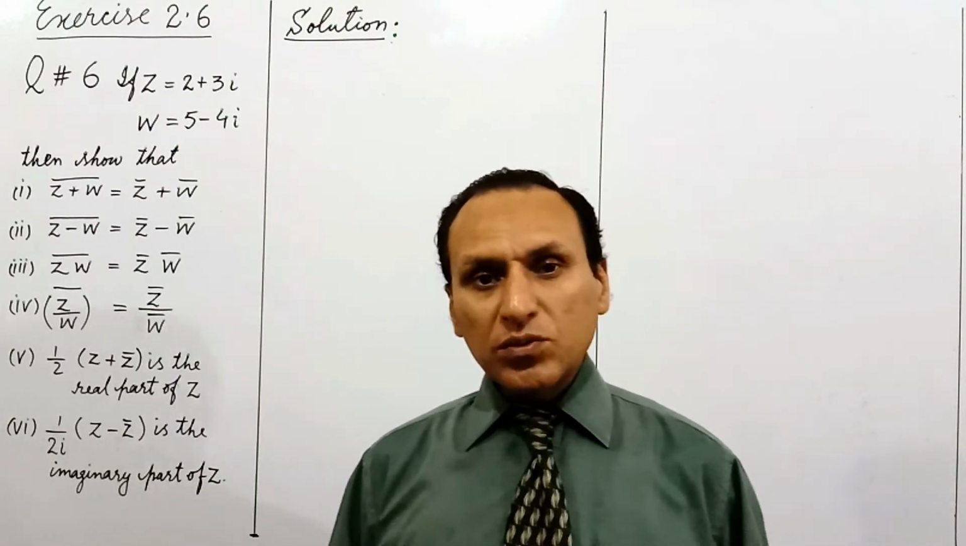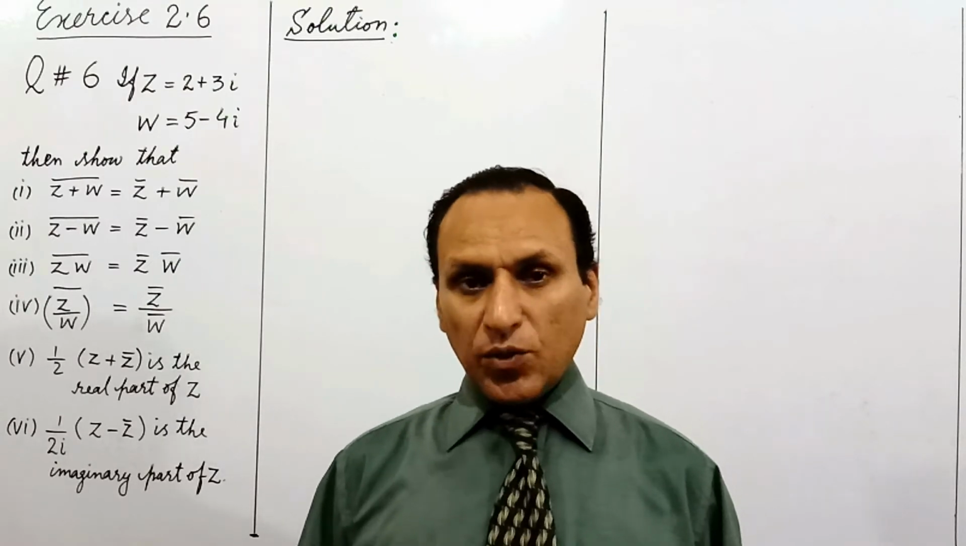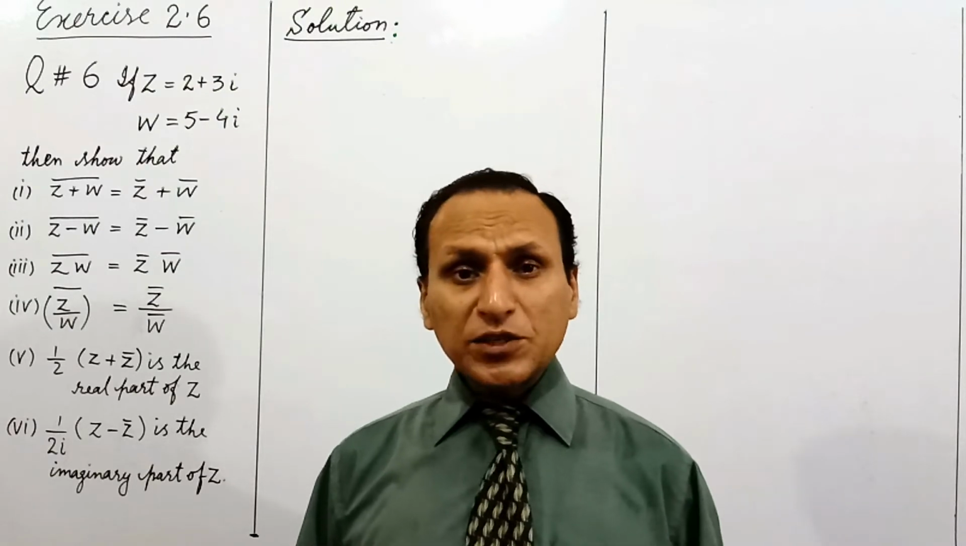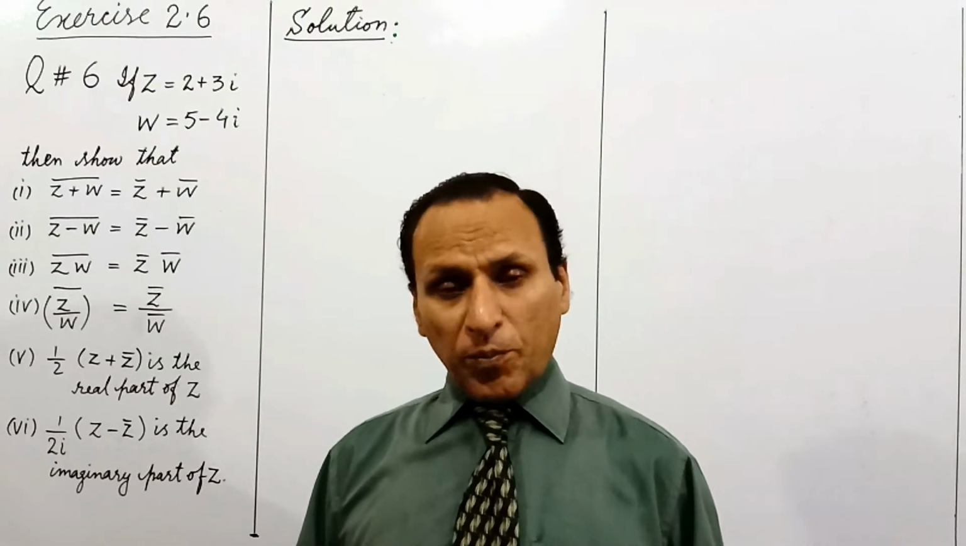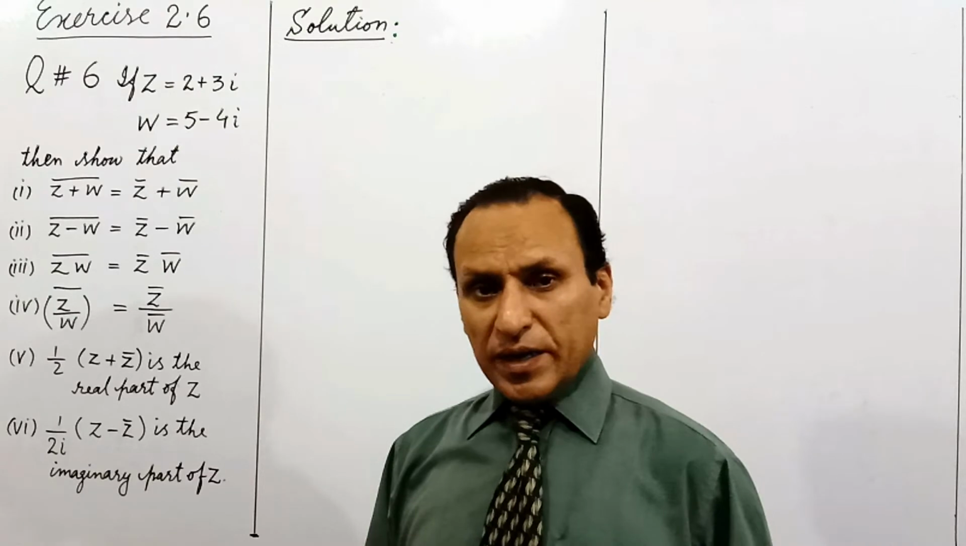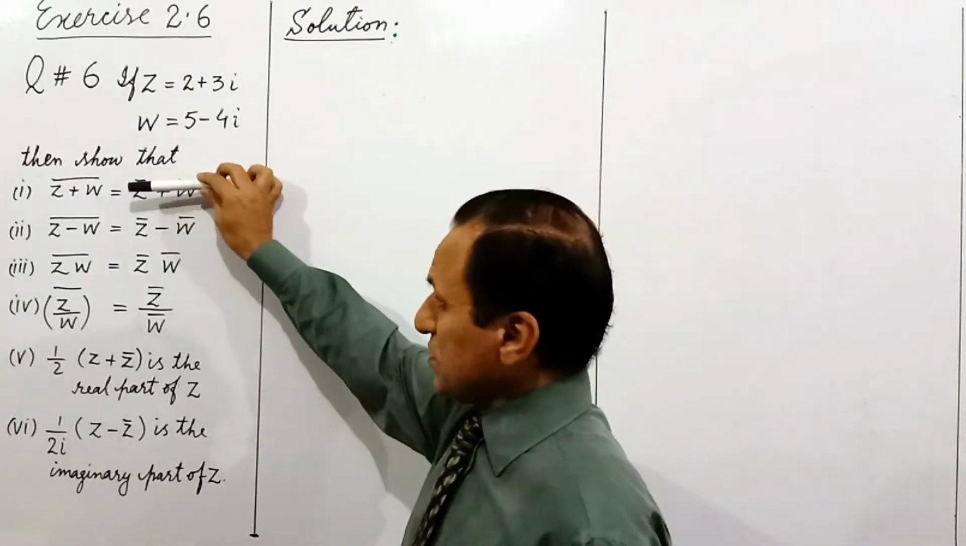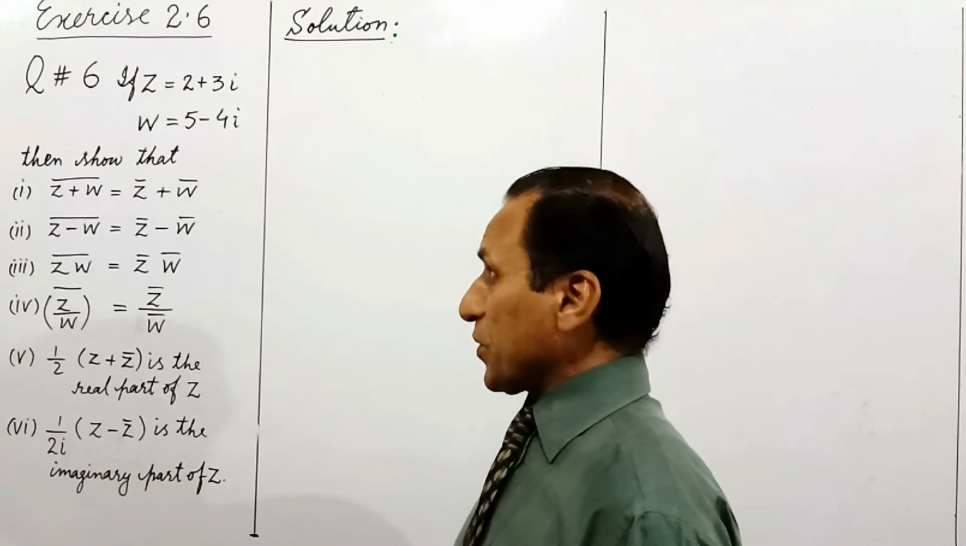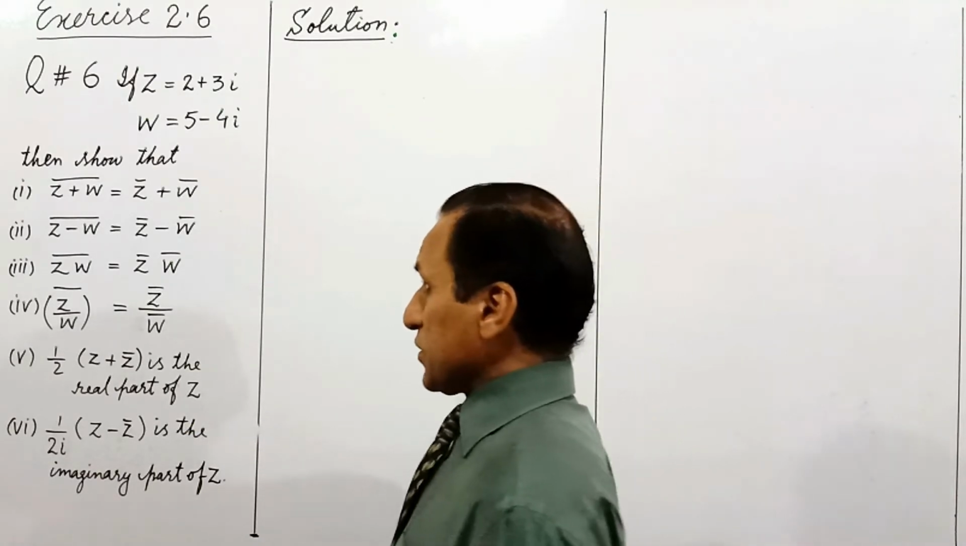We continue exercise 2.6 with question number 6, in which we learn about the three properties related to complex numbers. These properties are given in these 6 different parts. Let's prove these properties one by one. Start with part 1.